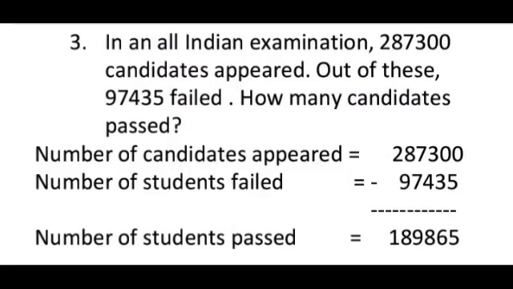In an all-India examination, 2,87,300 candidates appeared. Out of these, 97,435 failed. How many candidates passed? Very simple. First, we have to write the number of candidates appeared, then the number of students failed. Subtract both the numbers. The number of students passed, that is 1,89,865.